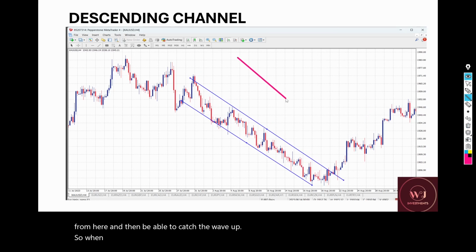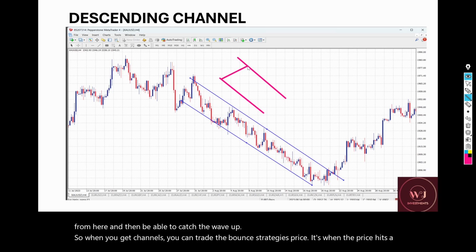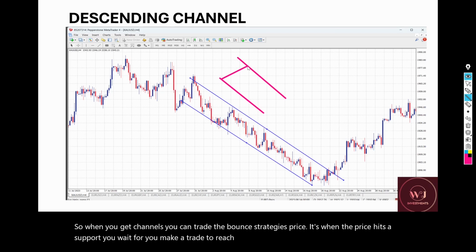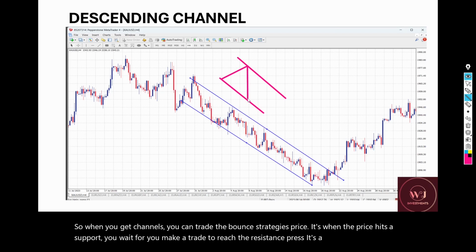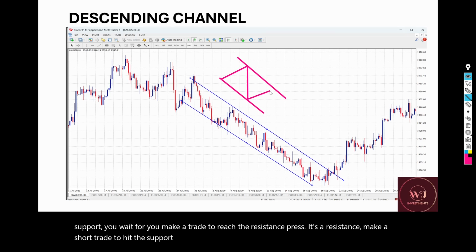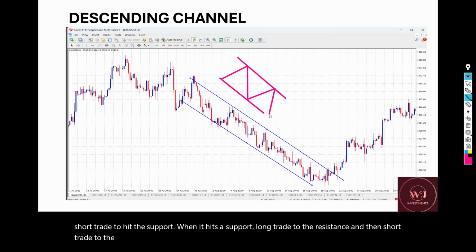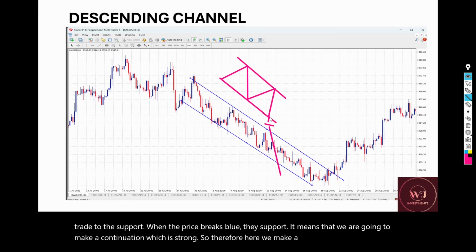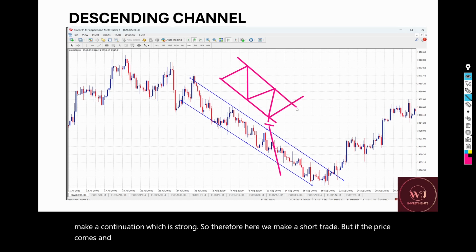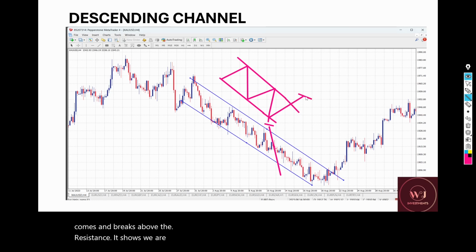So when you get channels, you can trade the bounce strategies. When the price hits a support, you make a trade to reach the resistance. Price hits the resistance, make a short trade to hit the support. When it hits the support, long trade to the resistance, and then short trade to the support. When the price breaks below the support, it means that we are going to make a continuation, which is strong. So therefore here we make a short trade. But if the price comes and breaks above the resistance, it shows we are going to get a reversal and therefore we make a long trade.